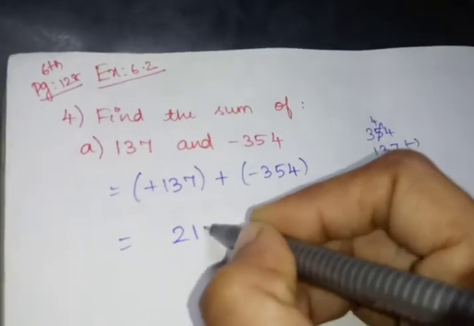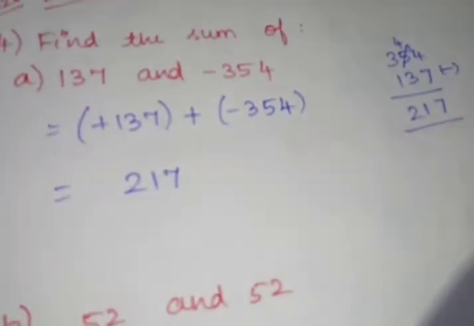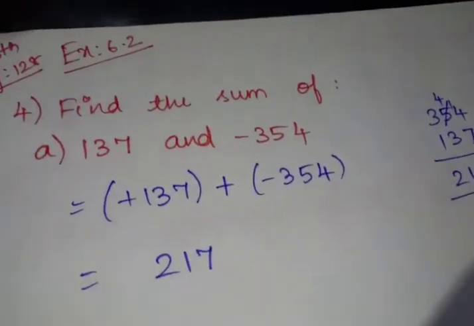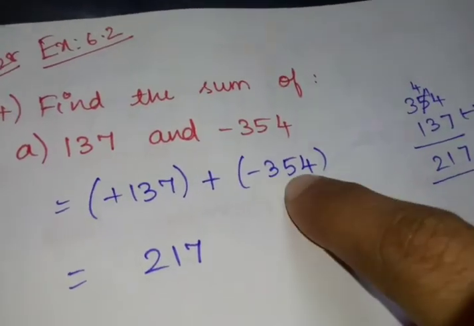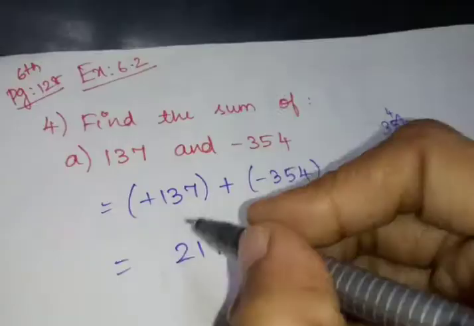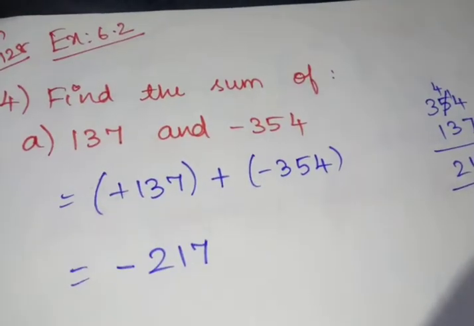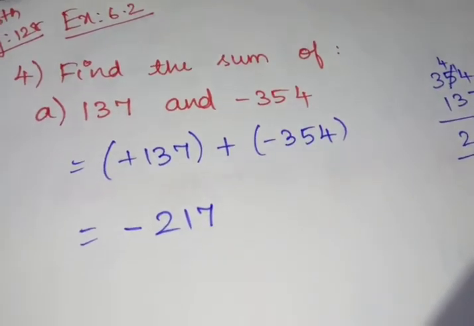So 217. Which is the greater number's sign? The greater number here is 354. So what is the sign of 354? Minus. So minus 217 is your answer.